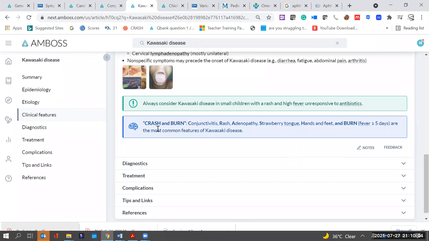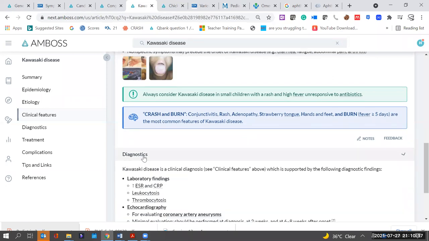So what are the symptoms? CRASH and BURN. This is just a mnemonic to help you memorize. Conjunctivitis, rash, adenopathy, strawberry tongue, hands and feet changes, and burn means fever for more than 5 days. These are the most common features of Kawasaki disease. So how are you going to diagnose these children?